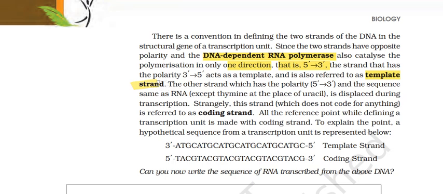The other strand now which has the polarity 5' to 3' and the sequence same as RNA except thymine at the place of uracil, है ना? है तो वो DNA का ही strand, लेकिन वो किसको resemble करेगा? RNA को, क्योंकि RNA जो है वो दूसरे strand की complement बना है, दूसरे strand की complement ही वो पहला strand था. If you're able to create a picture in your mind, is displaced during transcription. Strangely, this strand, which does not code for anything, is referred to as coding strand.